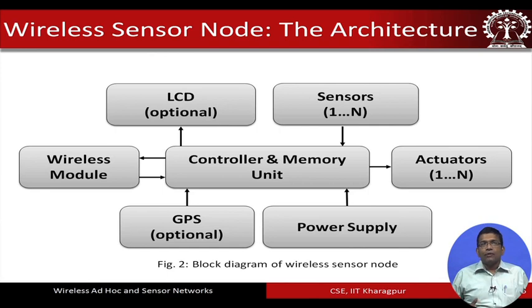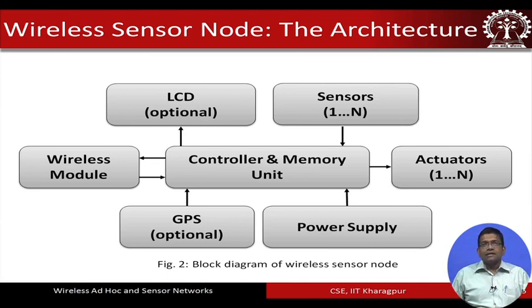Basically, a wireless sensor node has a couple of different units. At the core is the controller and memory unit. The controller does all the computations, all the logic is implemented in the controller, and there is also a memory unit. Then what is required is to communicate. For communication you need a communication module, and we are talking about wireless communication, so it is a wireless module.